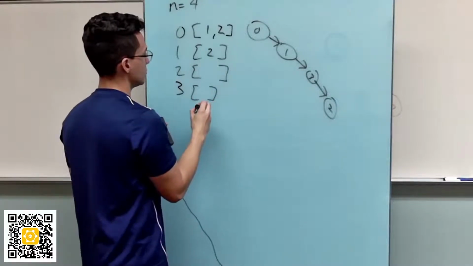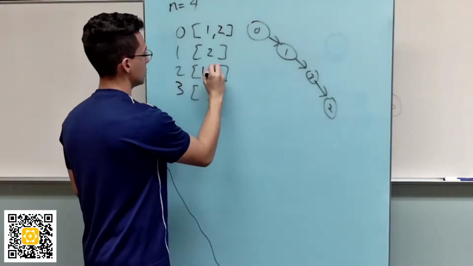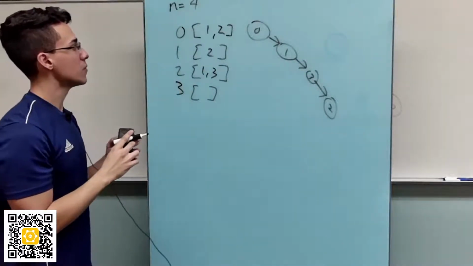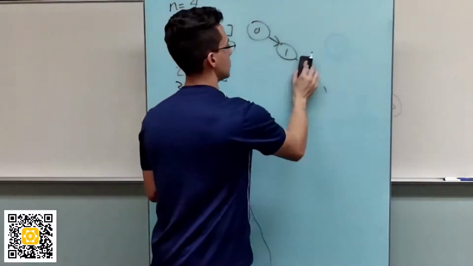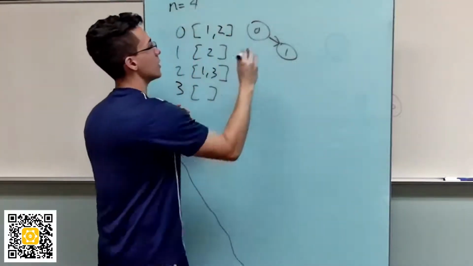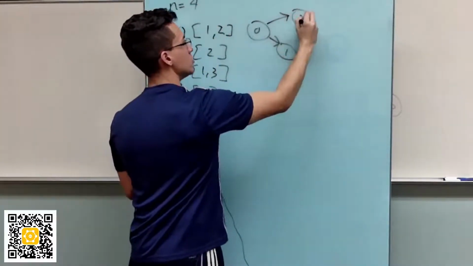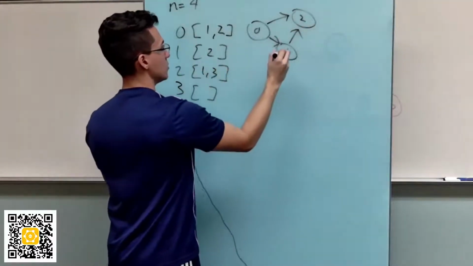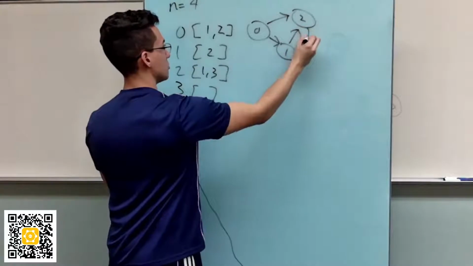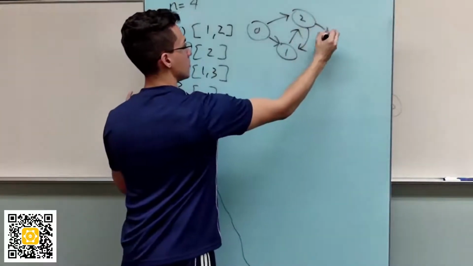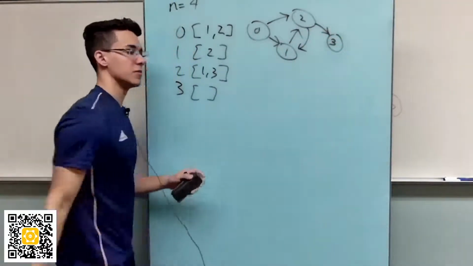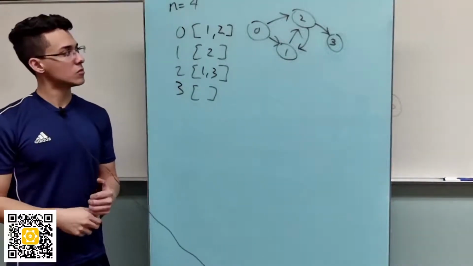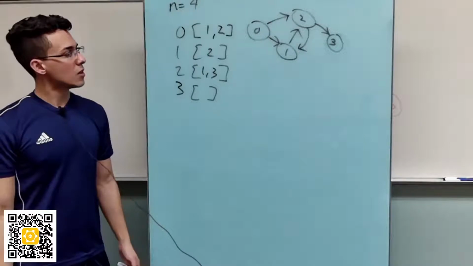What's the name of the problem? Keys and rooms. So, what would this look like? This would look like a 2, 1 goes to 2, 2 goes to 1, and 3. So 2 contains the keys to 1 and 3. Yeah. Okay.